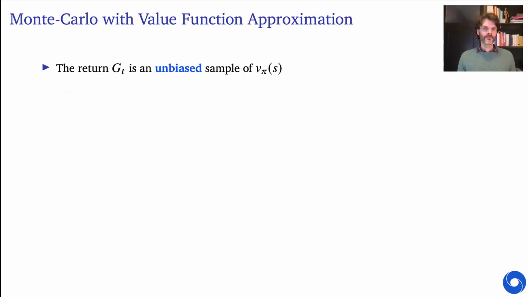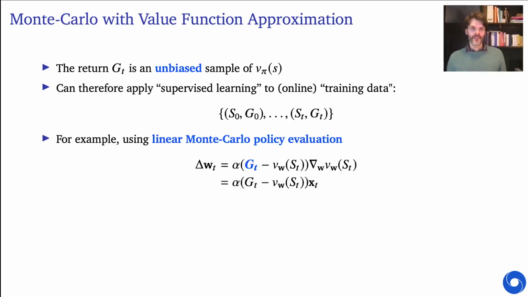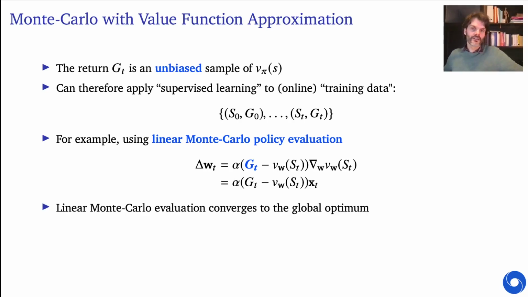Now the return is an unbiased sample of the true value. And therefore we can view this as supervised learning, where we just have a data set of states and returns. Then the linear Monte Carlo policy evaluation algorithm, which uses that return, but then instead of the gradient has this feature vector, will converge to the global optimum. This is known because we're basically trying to find the minimum of a quadratic function, which is convex, and then stochastic gradient descent with an appropriately decaying step size will find the optimal solution. So that's nice under some mild assumptions.